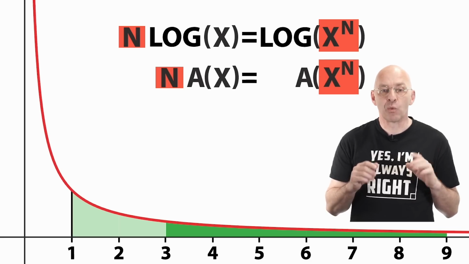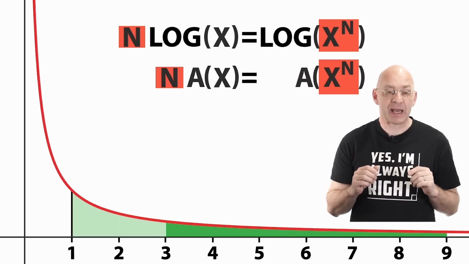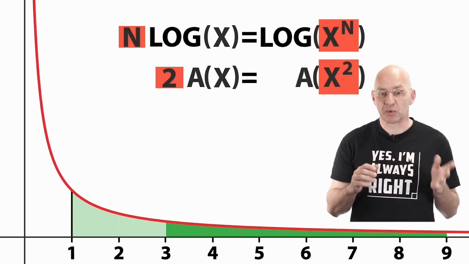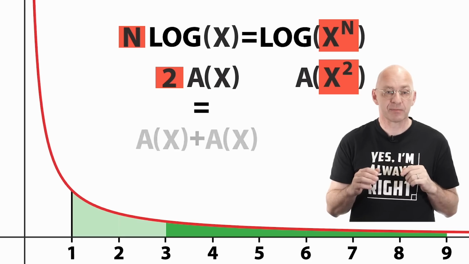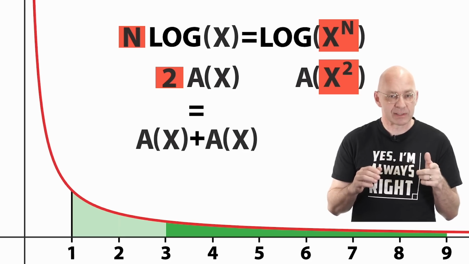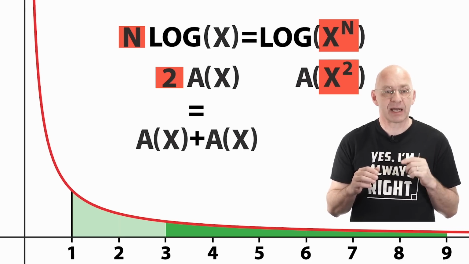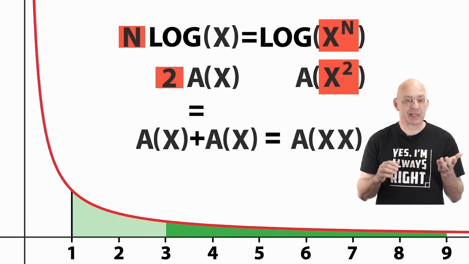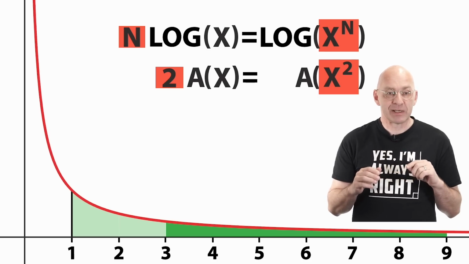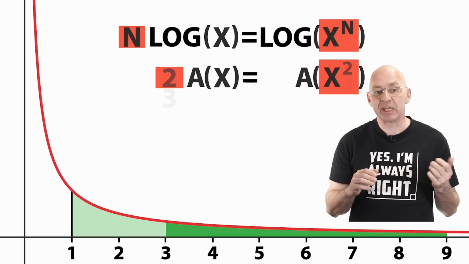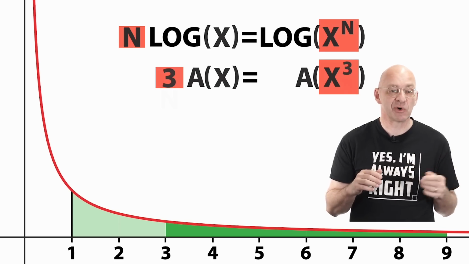Let me just show you quickly why this works in the simple case of n equals 2. There, 2 times A of x equals A of x squared. Here's the simple proof. 2 times A of x, that's just A of x plus A of x. But then our product formula tells us that this is equal to A of x times x. And since x times x equals x squared, we're done. That was easy, right? We can now iterate this argument to show that the power formula is true for all positive integers, 3, 4, 5, and so on.